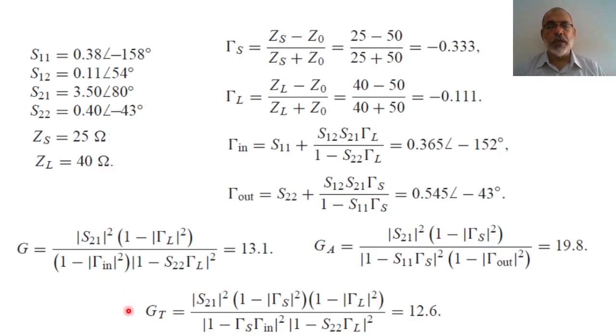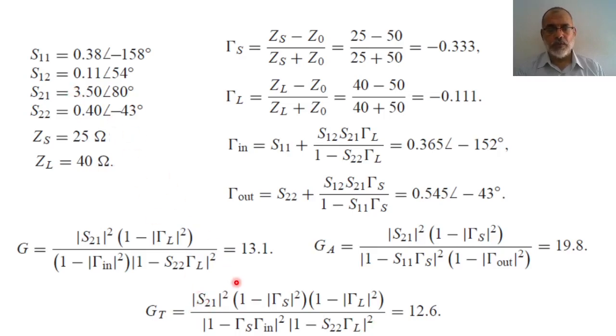On the other hand, the transducer gain. The transducer gain is the power at the load to the available power from the source. In this case, the transducer gain is S21 squared multiplied by 1 minus gamma source squared multiplied by 1 minus gamma load squared, over 1 minus gamma source gamma in squared multiplied by 1 minus S22 gamma load squared.